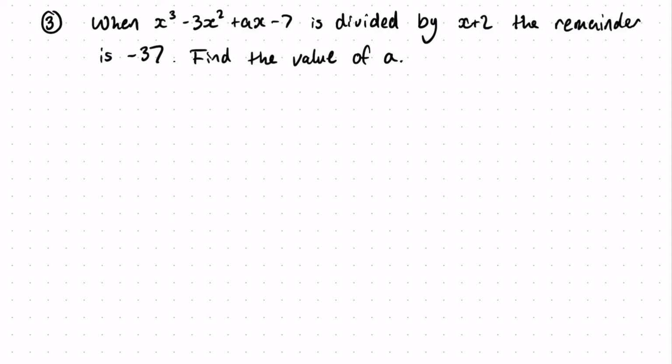Okay, hopefully you had a good go at this question. It's similar to example 2, except there's no simultaneous equation that you need to go through. It's just making an equation equal to another equation at this point. So it says when x cubed minus 3x squared plus ax minus 7 is divided by x plus 2, the remainder is minus 37, find the value of a. So that means x plus 2 is equal to 0, x is equal to minus 2. When I find f of minus 2, it should give me the answer minus 37.